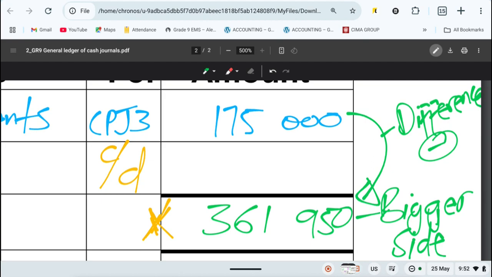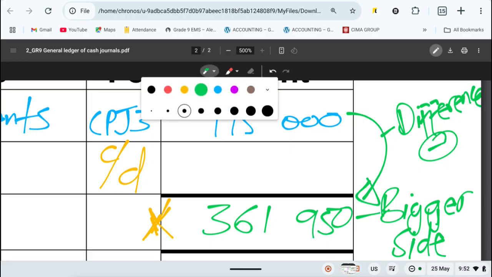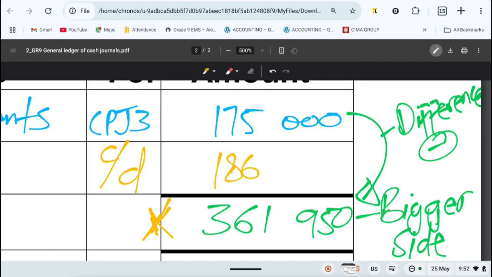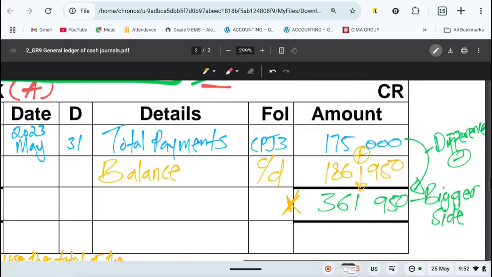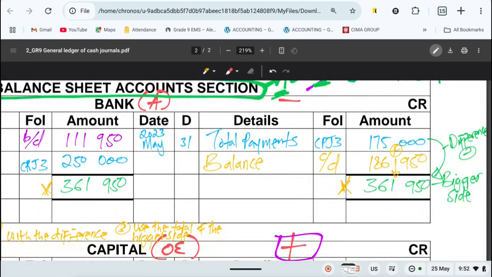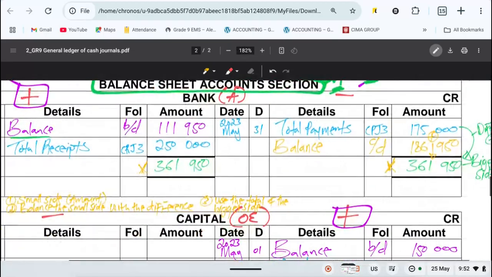Minus 175,123. Okay, so the balance carried down is 186,950. So if I add these two together, I should get 361,950. So this is the balance that is in the bank account at the end of the month. You see how easy it is.